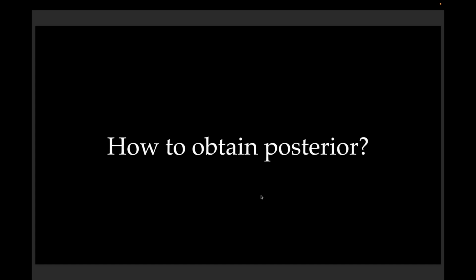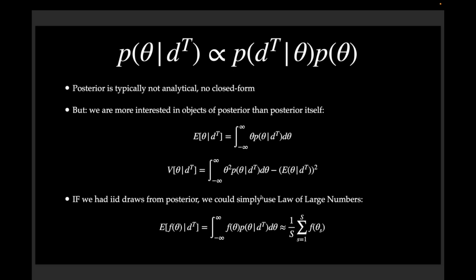Okay, so now we have discussed how to set up your priors. The Kalman filter enables us to compute the likelihood, but how do we actually get the posterior distribution? The problem that we're faced with is that the posterior is typically not analytical. There is no closed form like a normal distribution or a gamma distribution where we can easily plot it, draw from it, or compute statistics on that.